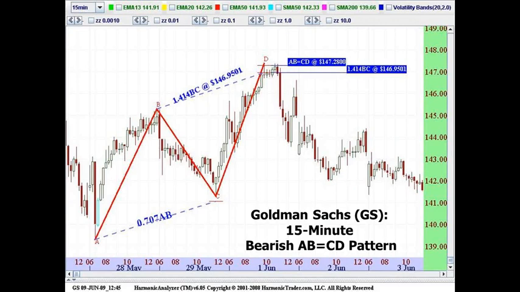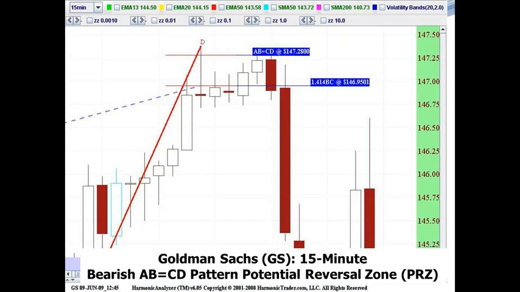On this 15-minute chart of Goldman Sachs, we have another distinct bearish AB equals CD pattern. In this case, the C point was almost a precise .707 retracement of the AB leg. The .707, a little lesser number within the harmonic ratios, still validated the structure. That established a BC extension, which would be a 1.41 measurement. That is the reciprocal of the .707. In this case, the exact AB equals CD leg was completed at 147.28 and marked the top range of the harmonic resistance.